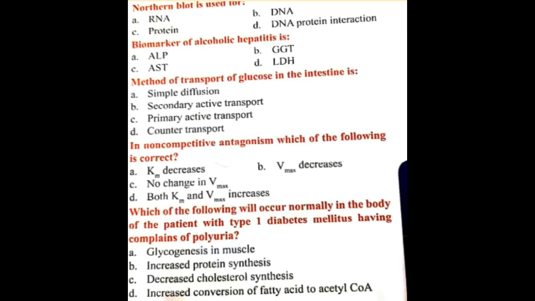Hello friends, let us now learn some important questions. First, from previous year questions from AIIMS: Northern blot is used for RNA. So this blotting technique is also important.